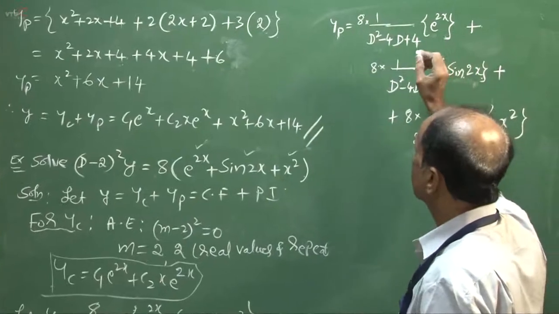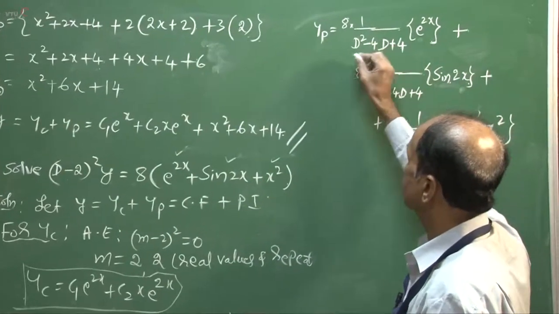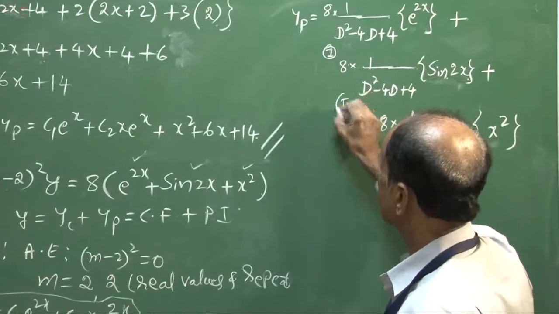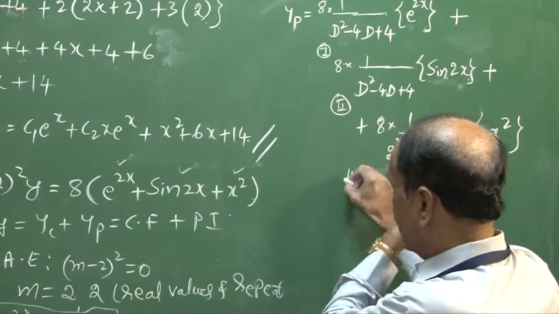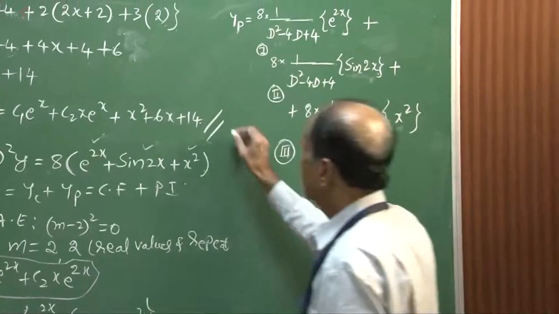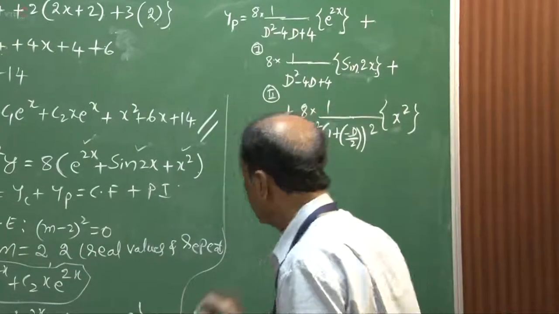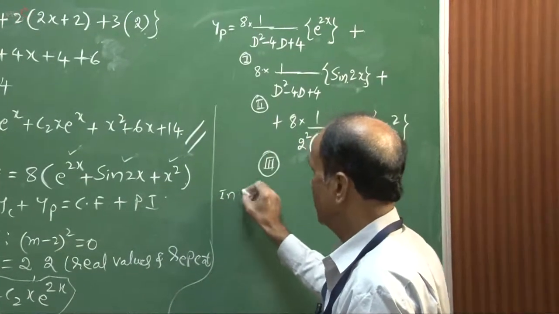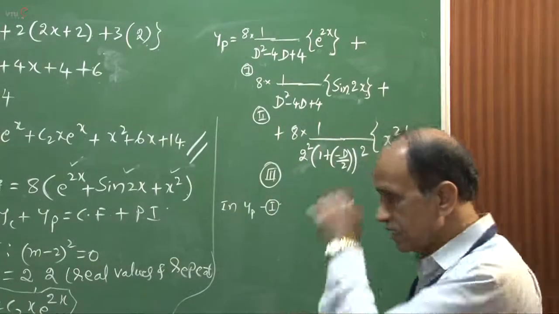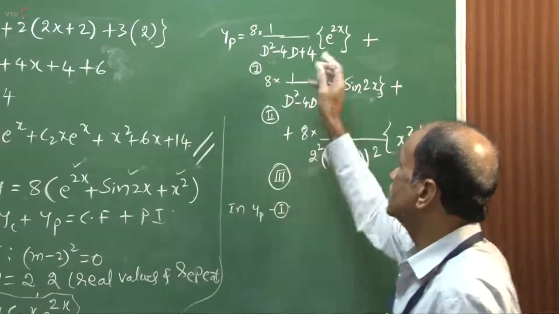Okay, so what I will do is, this is the RHS, this is the first term I will take, I will do it separately, and this is the second term, I will do it separately, and this is the third term, I will do it separately. Now, according to yp, the first term, that means on the right side, it is the first term. So what is the value?